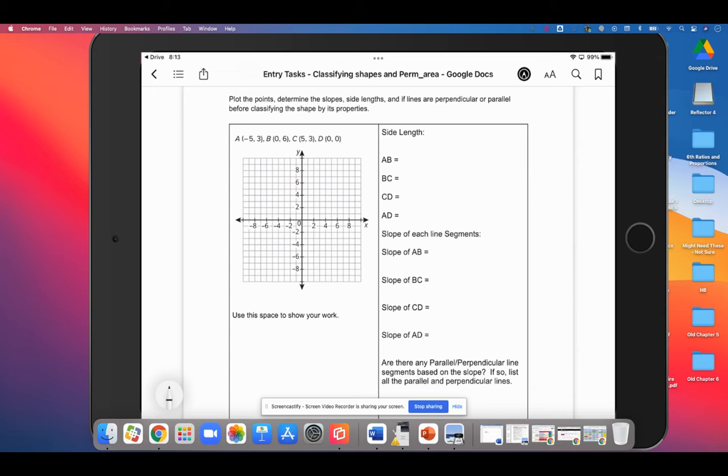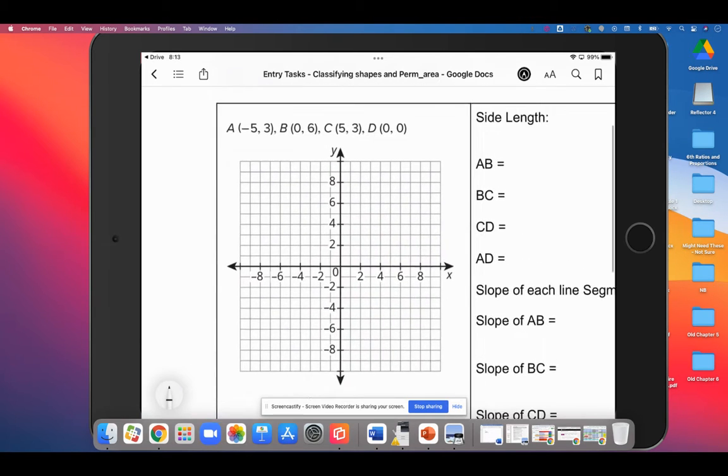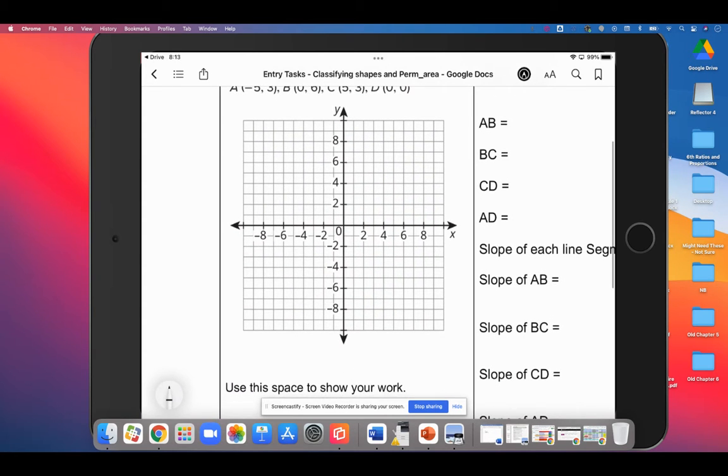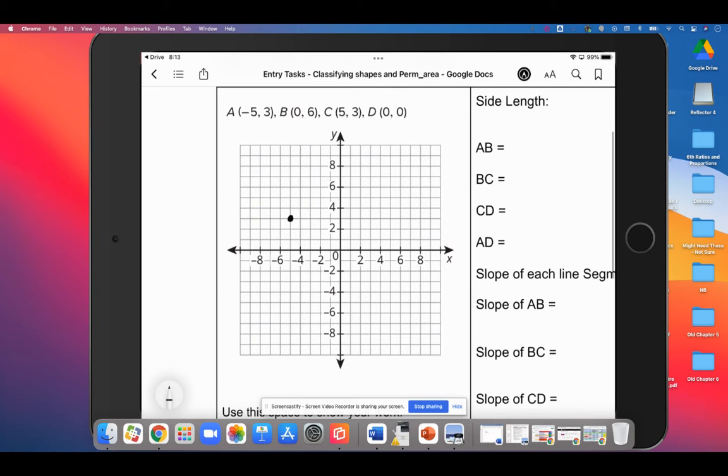And what we've got is we have point A located at negative 5, 3. Point B at 0, 6. Point C at 5, 3. And point D at 0, 0. So I'm going to connect those points to form a quadrilateral.